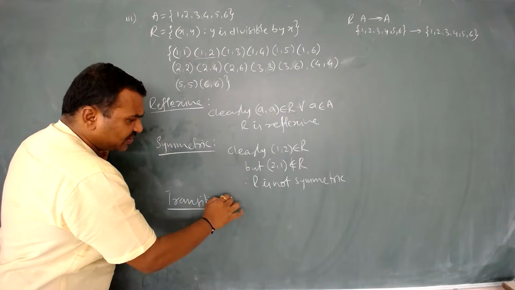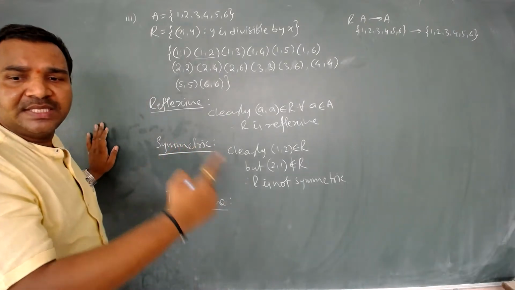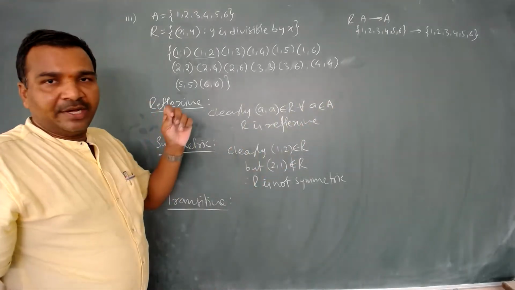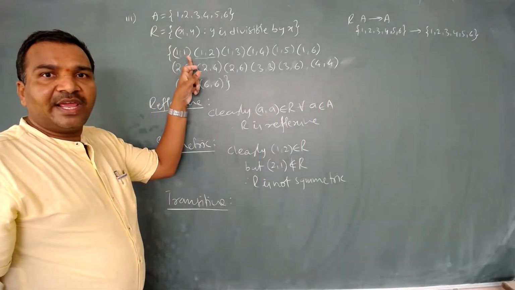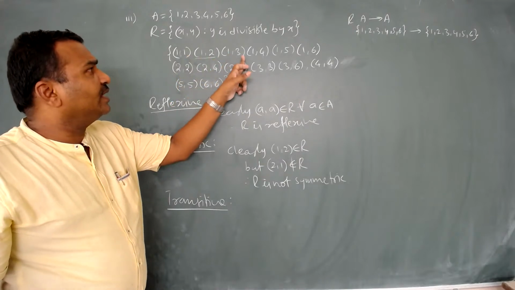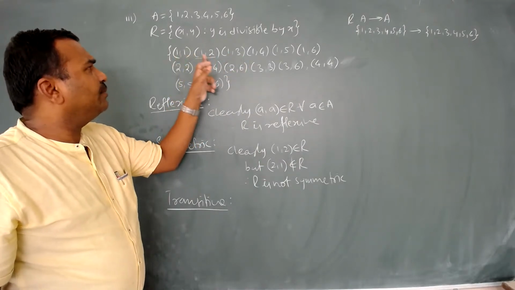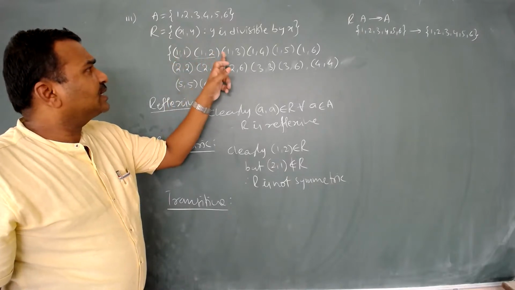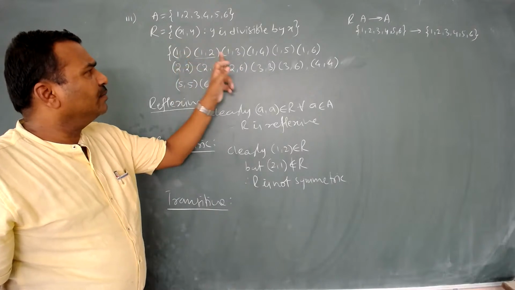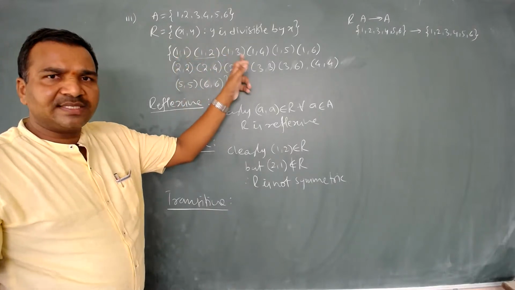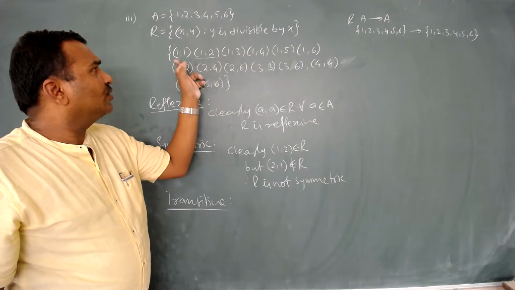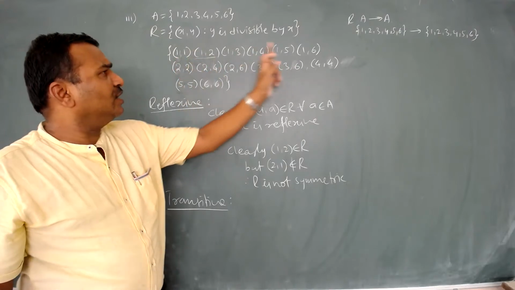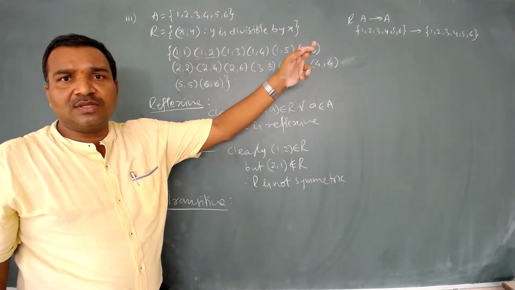What is the transitive definition? If (a, b) belongs to R and (b, c) belongs to R implies (a, c) belongs to R. So take any (a, b), 1,1. Next combination 1,3. So 1,1 and 1,2 give (a, b), (b, c), and (a, c) means 1,2. Yes, it is there. Next, (a, b), (b, c), (a, c) means 1,3. Yes, it is there. 1,1 and 1,4: 1,4 is there. 1,1 and 1,5: 1,5 is there. 1,1 and 1,6 means 1,6 is also there.